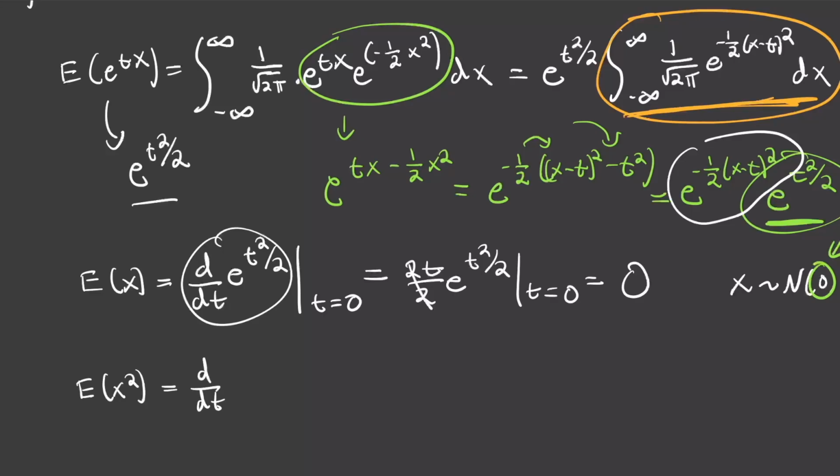So d/dt, all that squared, the second derivative, e to the power of t squared divided by 2, and let's evaluate that at t equals 0. So now when I do that, I'm basically taking the derivative of this, right? I'm taking the derivative of our first derivative.